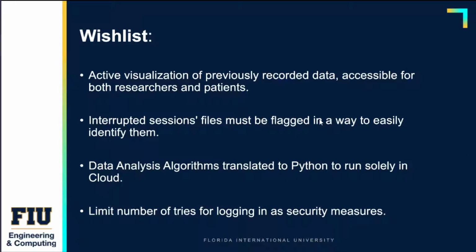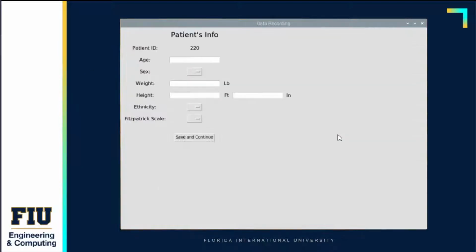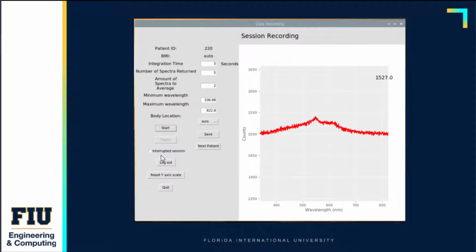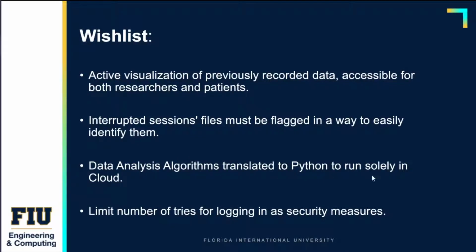The other point is interrupted sessions. Files must be flagged in a way to easily identify them. Here you can see a button that says interrupted sessions. Once you click on this toggle button, it should mark a recording that there was some kind of interference or human error. This is still valuable data, but should be flagged to identify them as outliers. We should not discard these sections just because they were interrupted.